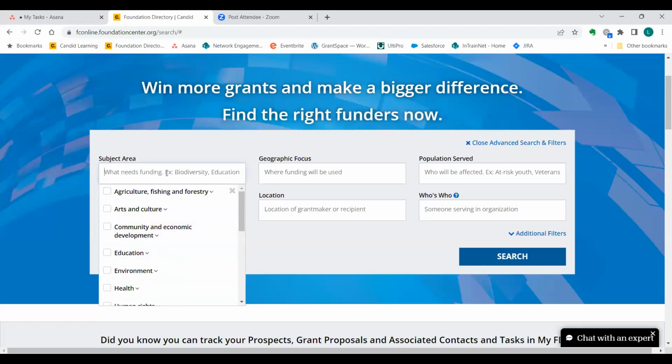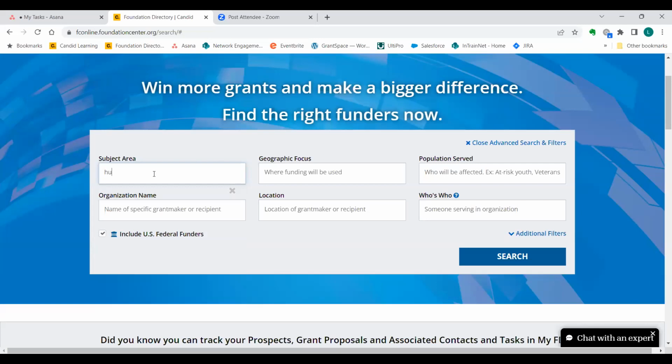The other thing you can do, or another way to search, is just to start typing in what you're doing. So say you're providing human services, which covers a number of things. You can just put that in there.